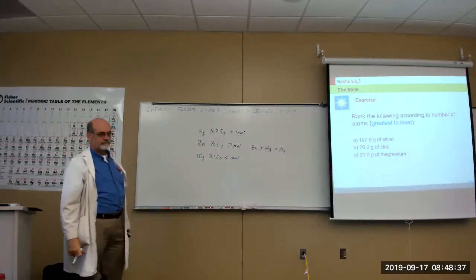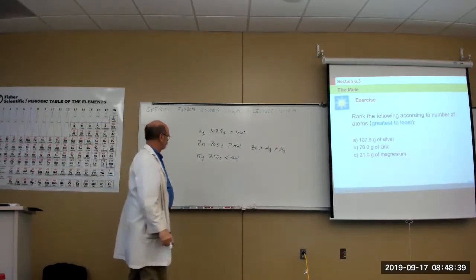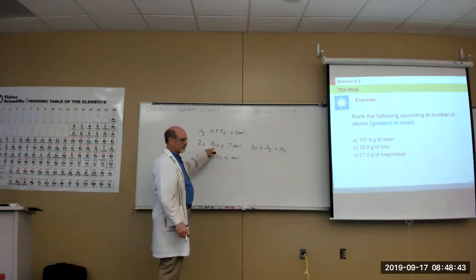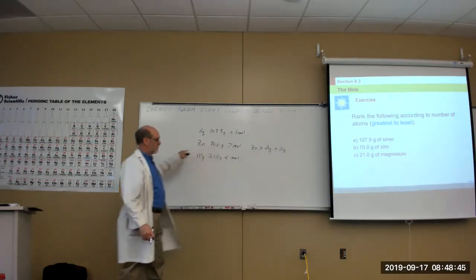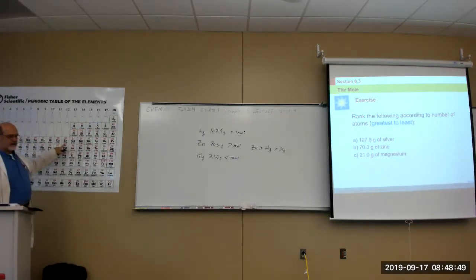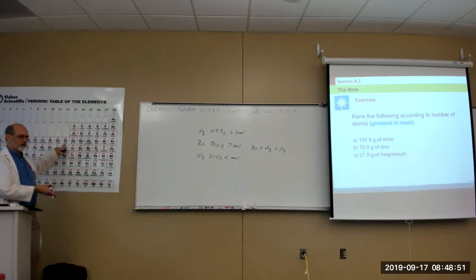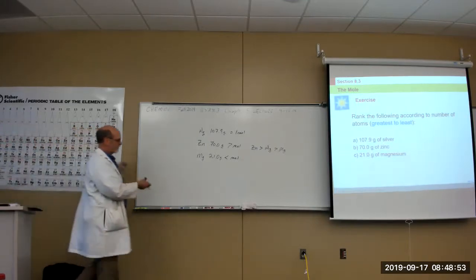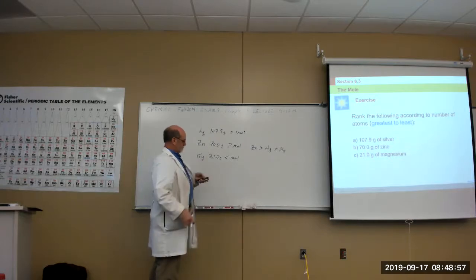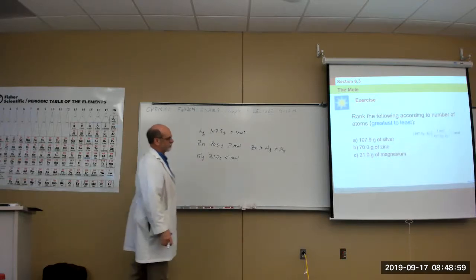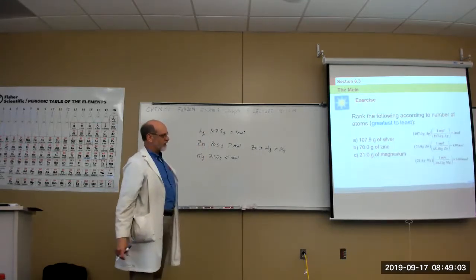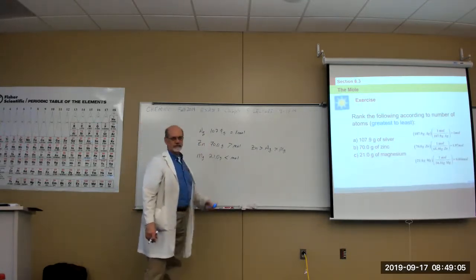Why would zinc be more than the silver? Zinc is greater than a mole because 70 grams is greater than its molar mass. See, zinc is 65.38, so 70 grams is more than a mole. All we had to do was put them in order. Right, so I actually did the calculations there, but this is quicker.